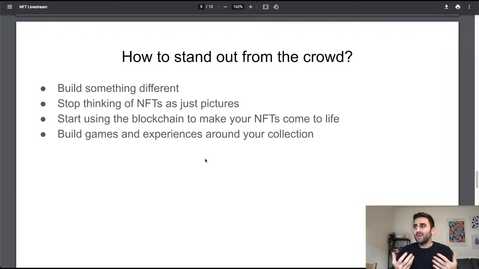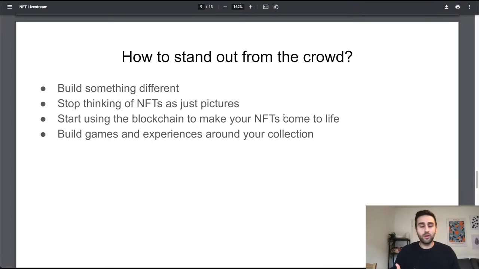Now, from my experience freelancing, I've seen that a lot of people just think of NFTs as pictures, right? And that's just one very small part of what an NFT is. If we were to get deep into it, NFTs can be so many things. NFTs can be living and breathing organisms because we can embed logic into them, right? We can start using the blockchain to make your NFTs come to life. You could have NFTs which become happy when the price of Bitcoin goes up and sad when the price of Bitcoin comes down. There's so many creative things beyond just pushing a picture onto a blockchain that you can do.